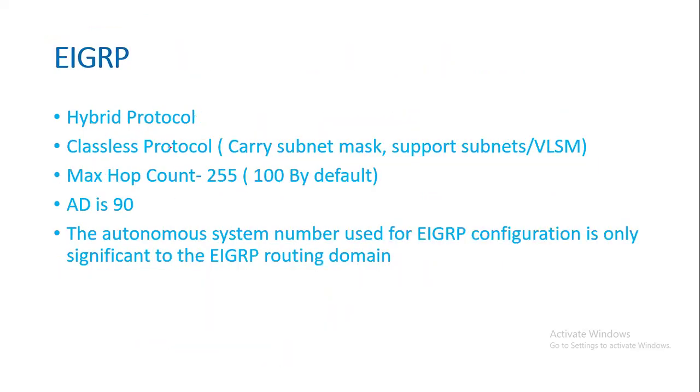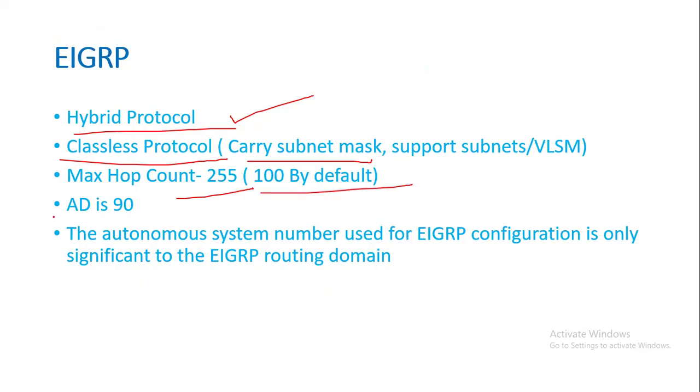Now, this is a hybrid protocol. It can be used with Cisco and non-Cisco devices. This is a classless protocol. It carries the subnet mask and supports variable length subnet mask. The max hop count supported is 255, and by default it is 100. Its AD value, the trustworthiness to reach the destination as I have already shown, is 90.